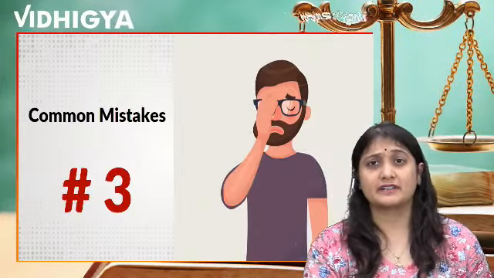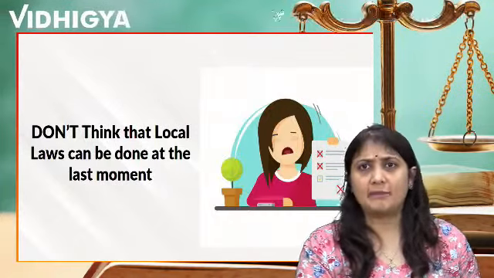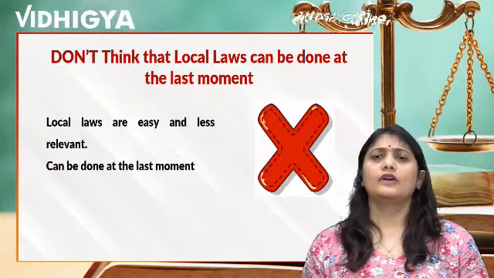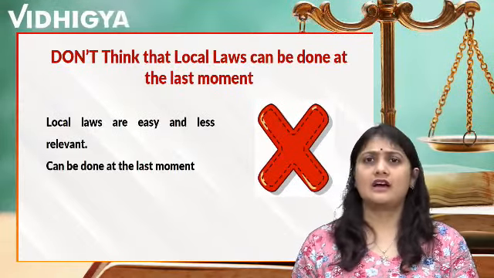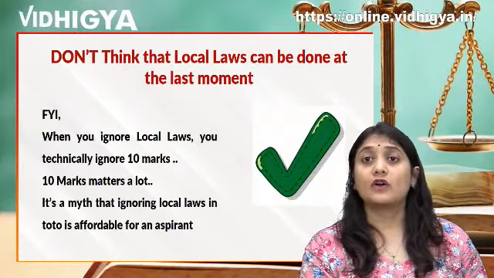Now, let's move on to the next mistake that you people commit. Mistake number 3. Don't think that local laws can be done in the last moment. Last moment, nothing happens. We keep it and it never happens. What we think is basically, okay, fine, local laws are easy and less relevant. We can put it for the last segment of ours, which is not possible.